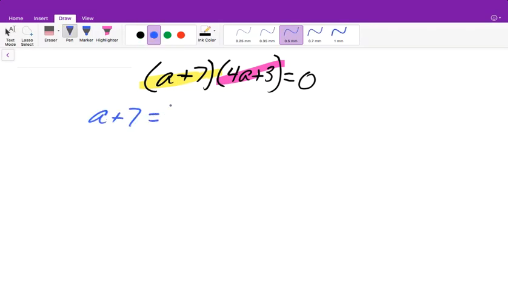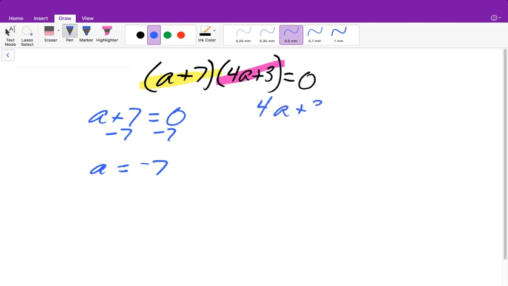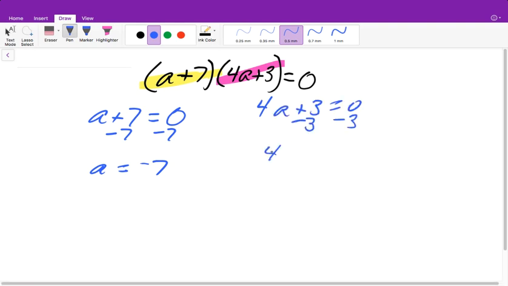So if at least one of them, if one or the other one is 0. So a plus 7 is equal to 0, so we subtract our 7, so then we know a is equal to negative 7. And then we have 4a plus 3 is equal to 0. So we will subtract our 3, so 4a is equal to negative 3. Divide each side by 4. So then we get a is equal to negative 3/4.